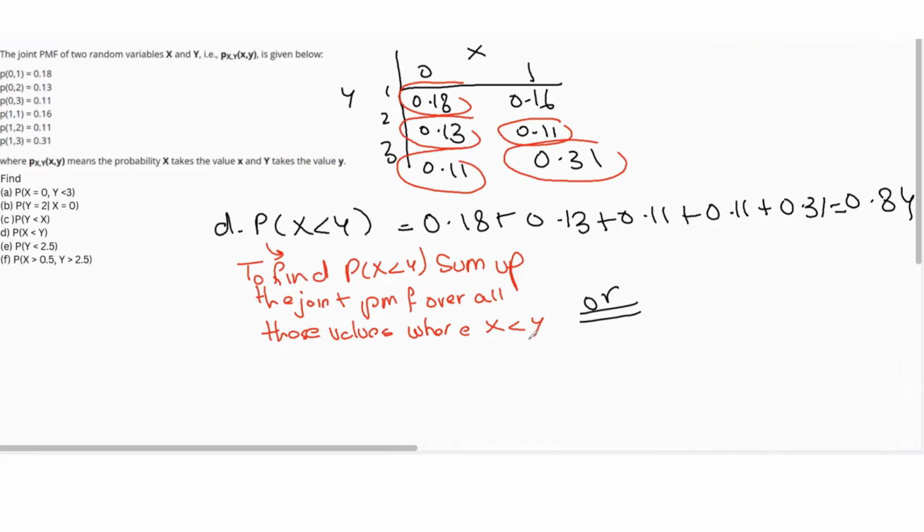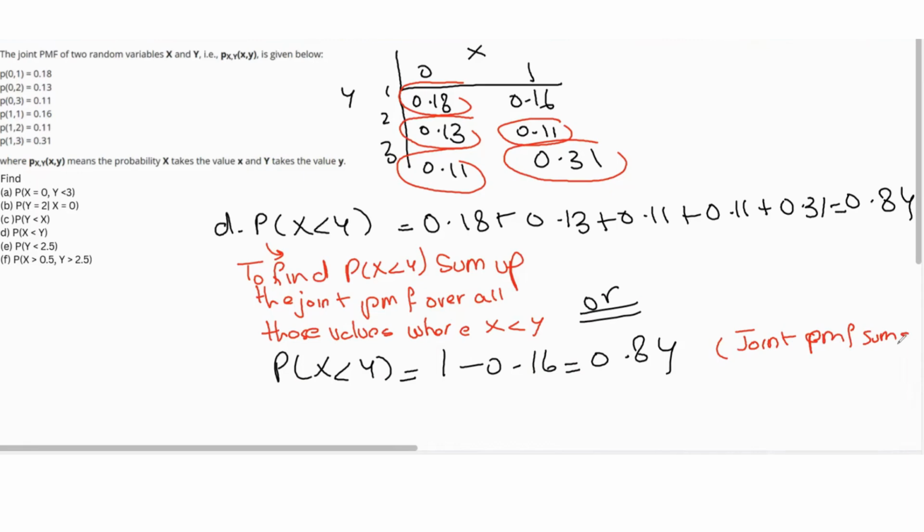We could have alternatively done this in a slightly different way as well. We could have written the probability x is less than y is 1 minus 0.16, which is 0.84. Why would this work as well? This would work because the joint PMF sums up to 1, which means the sum of all the probabilities in the joint PMF is equal to 1. You wanted all probabilities except for 0.16, right? You wanted to sum up all the probabilities except 0.16.